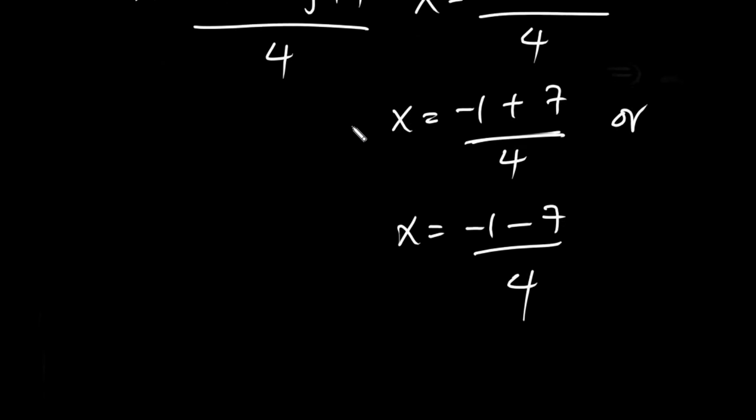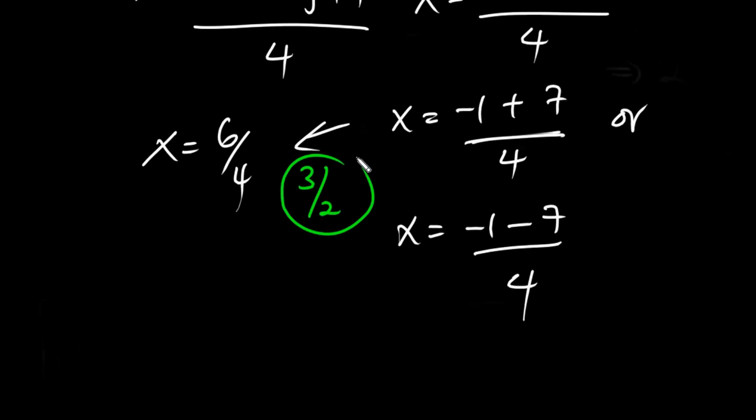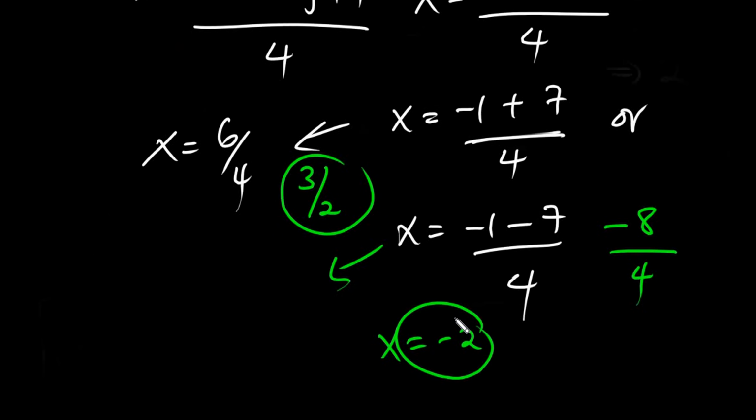So let's start with this one. It's -1 plus 7, so that's plus 6. So x could be 6 out of 4, which can further be simplified to become 3 out of 2. So that is one value of x. So let's look at this other one. It's -1 minus 7, that's -8, and then divided by 4, which is -2. So the other value of x is -2.